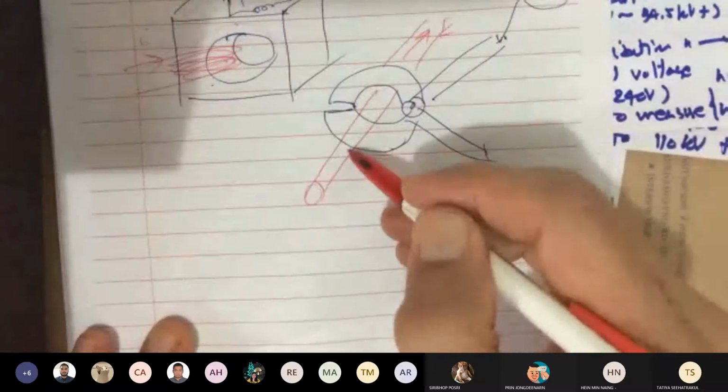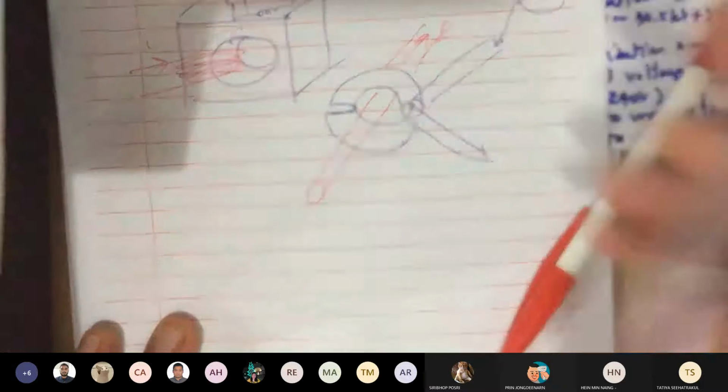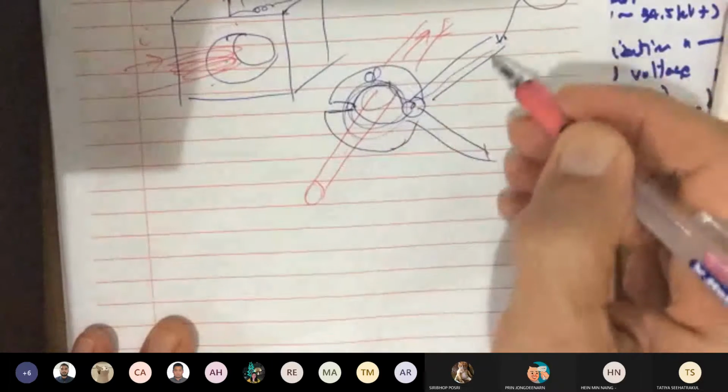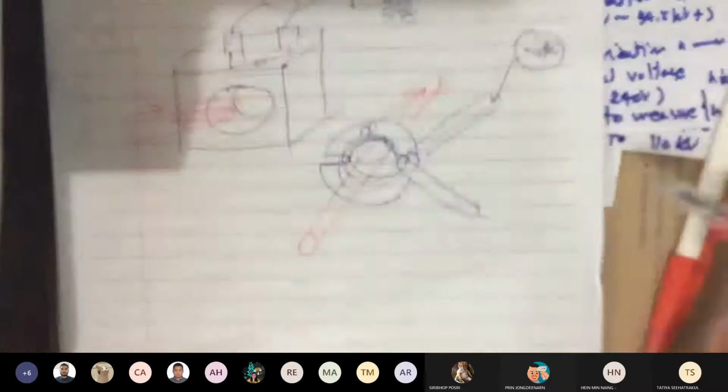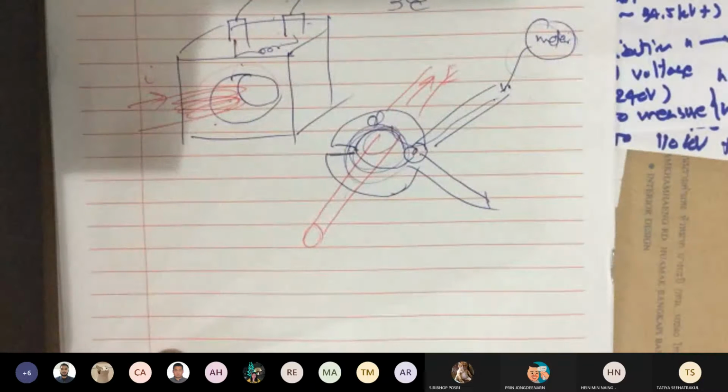Do the same thing when you have a current carrying conductor. You will induce a flux around it. This flux would give you the reading on the meter. Okay, so this is a current transformer, special purpose.